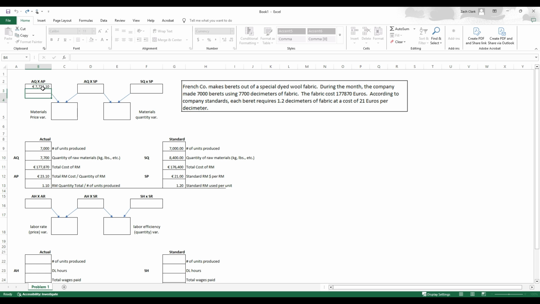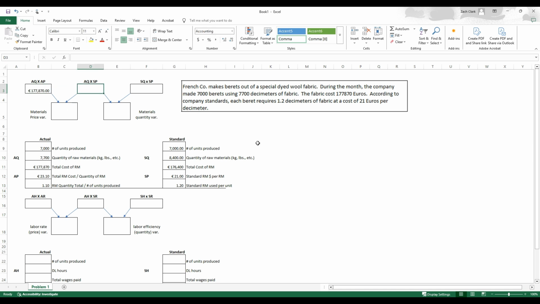Wait a minute, let me make sure I got that right. So total raw materials. Let me make sure this is right. 177, 23.10. Okay, there we go. Had that wrong. I was like, wait a minute, that should be the same thing. Sorry, I had a plus sign in my formula instead of a multiplication sign. So this is our total cost of raw materials in real life.